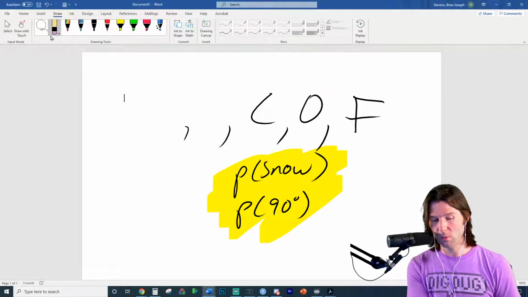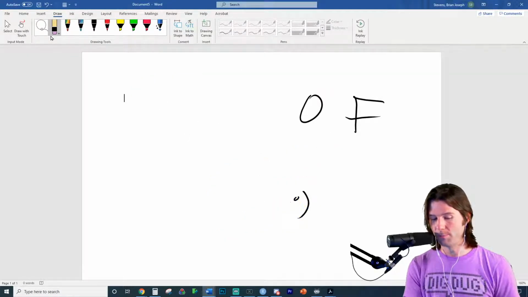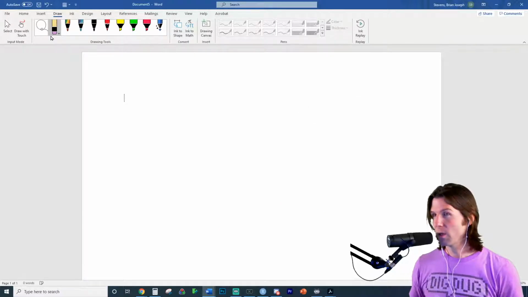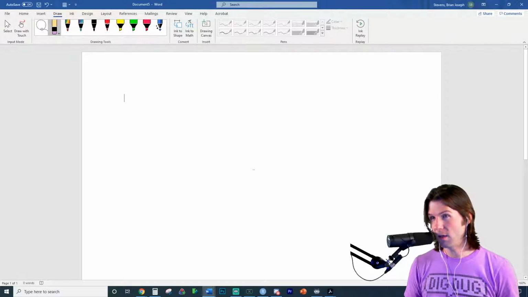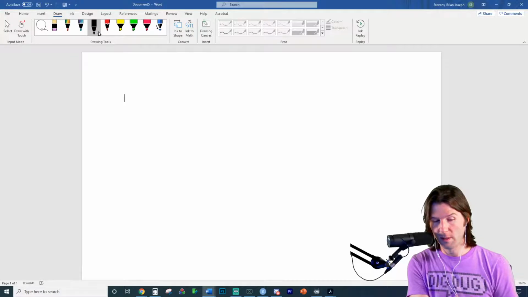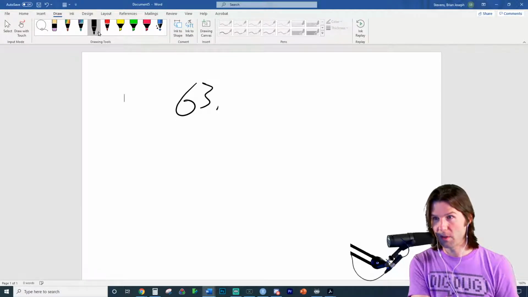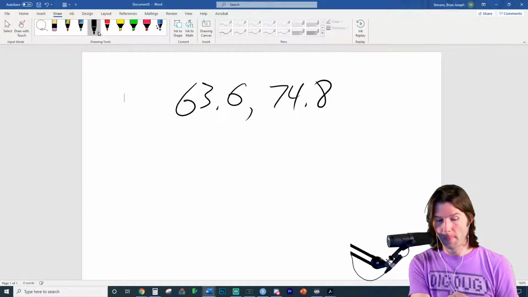And I think Charlie asked a really good question. I love this type of question, especially for the test. Charlie said he has a confidence interval here, and his confidence interval is 63.6 to 74.8.